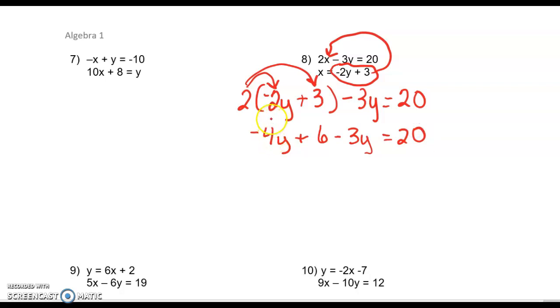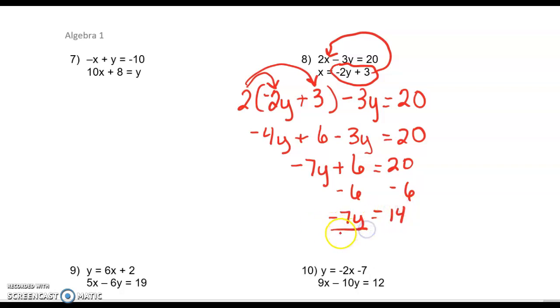Continue simplifying. I can combine like terms. -4y and a -3y makes -7y plus 6 equals 20. Continue trying to get y by itself. Take away 6 from both sides. -7y equals 14. Divide both sides by -7. y equals -2. So now we have the first part of our solution set. We have that y is -2.